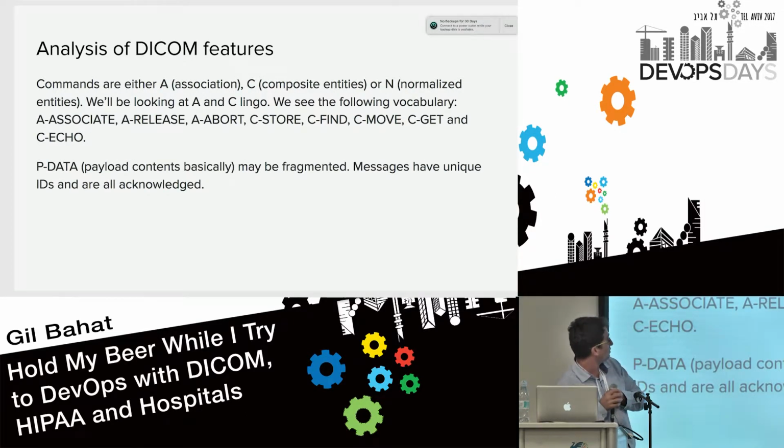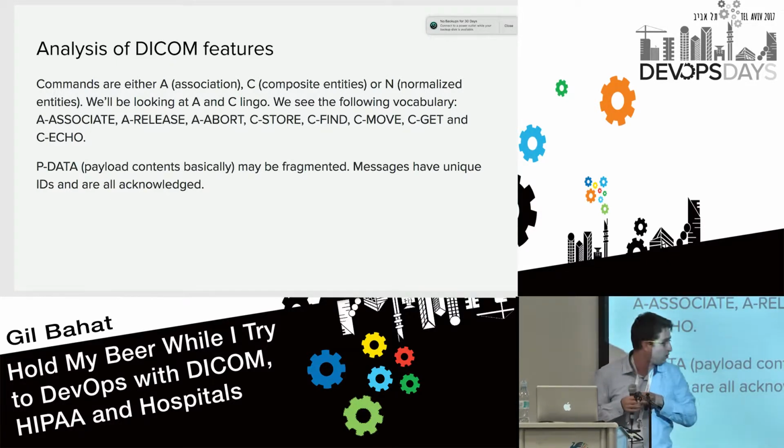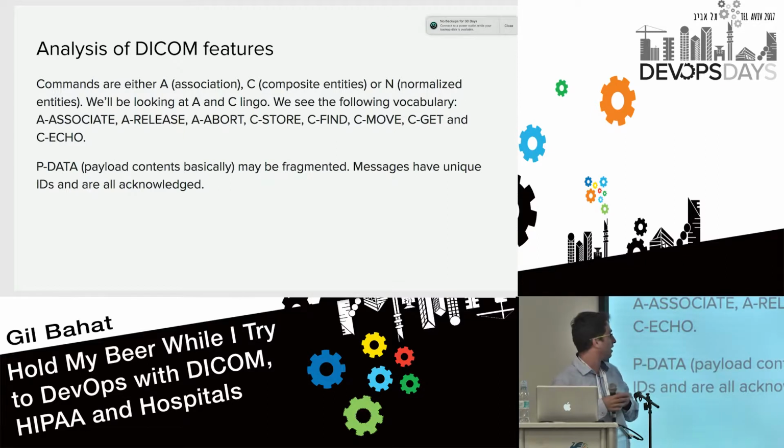And OK, the command set, let me try to maybe rush through that. We're not going to use the N commands. These are the commands. There's associate, release the association, abort the association, which is the only command that the server can still issue. And let's say the vocabulary is very simple. You can send a store command. I want to store a slice or a single image.